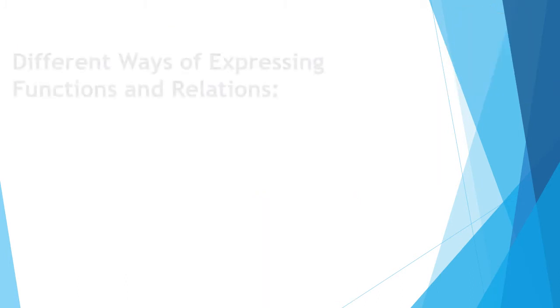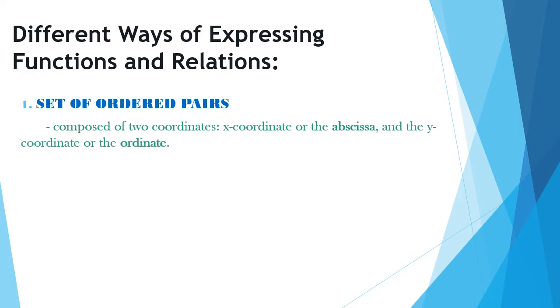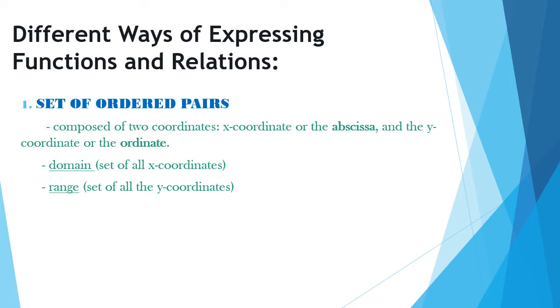Now let us discuss the five different ways of expressing functions and relations. The first way is the set of ordered pairs. It is composed of two coordinates, the x-coordinate or the abscissa, and the y-coordinate or the ordinate. Take note that the domain is the set of all x-coordinates while the range is the set of all y-coordinates.